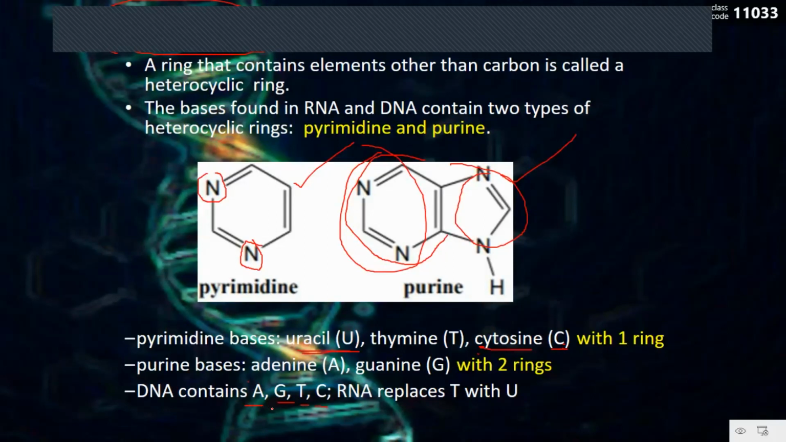Adenine, guanine, thymine, and cytosine. Okay, this is for the DNA. For RNA, the RNA does not contain thymine. What does it contain? It contains the pyrimidine uracil. So instead of thymine, you will replace it with uracil for RNA.